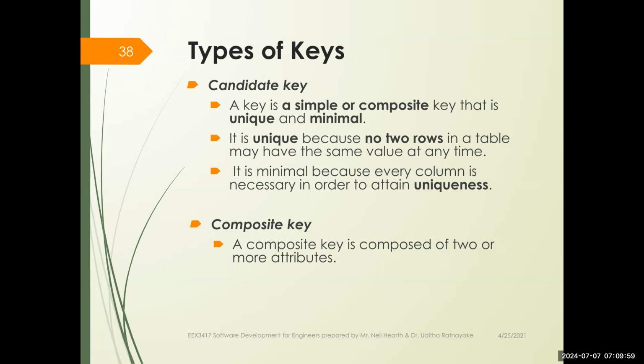And the composite key is a combination of two or more attributes. Marks has course code and student registration number, and that is called a composite key.